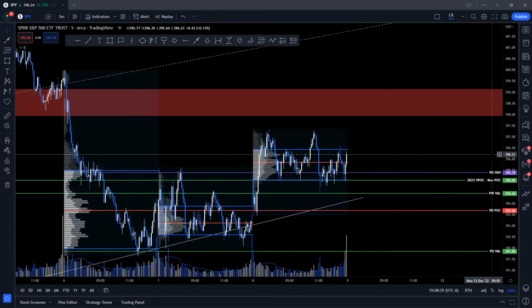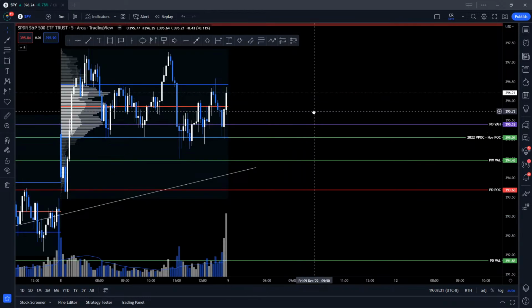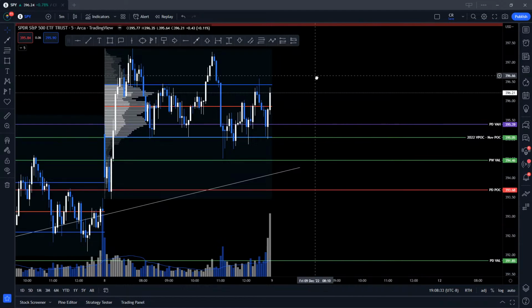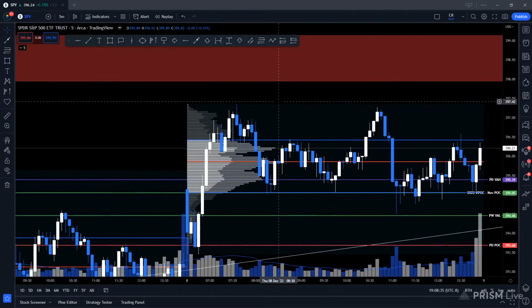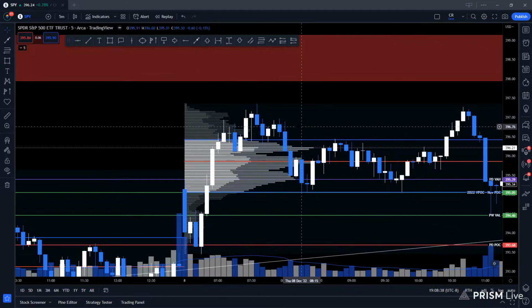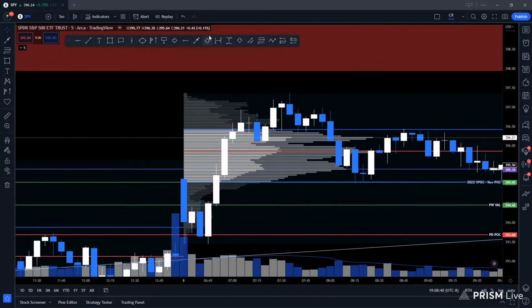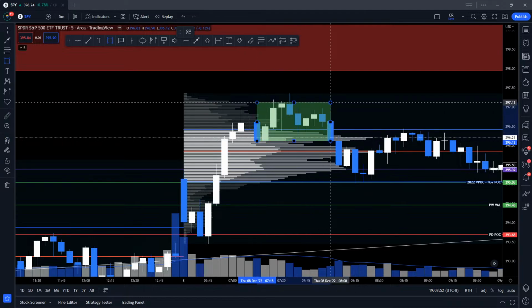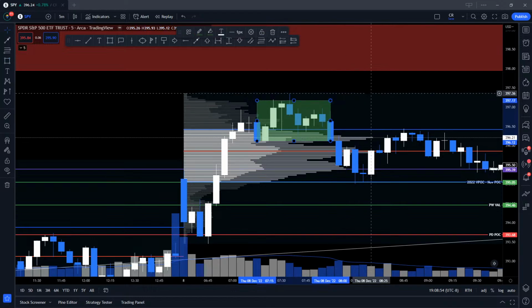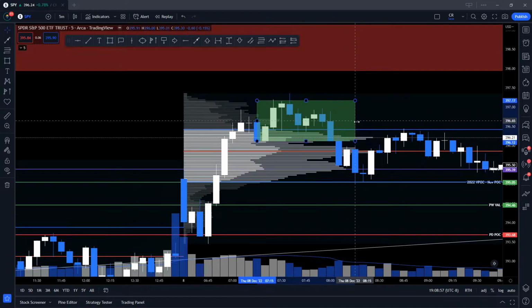So another thing that you can do with volume profile, like for instance, we were talking about this island top, and we drew a consolidation box around it. It looks different on SPY, but we'll just say this is it here. It's good enough for our purposes.